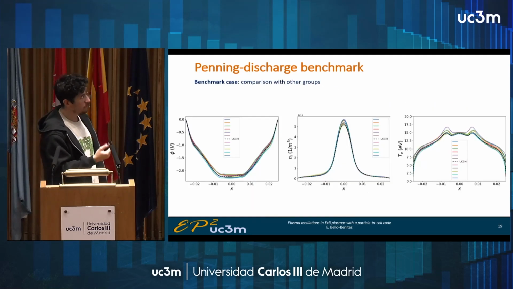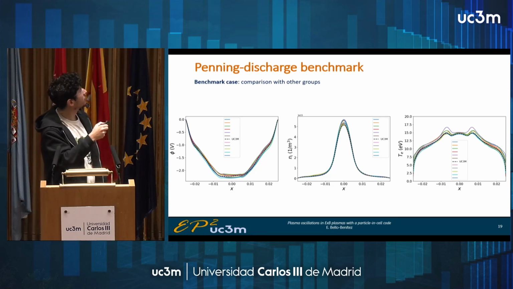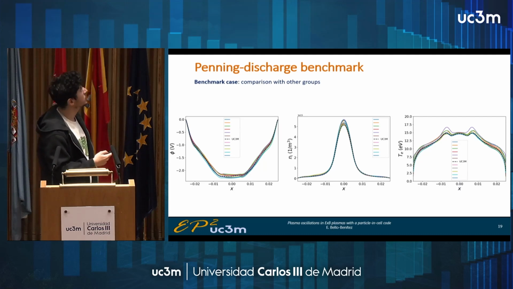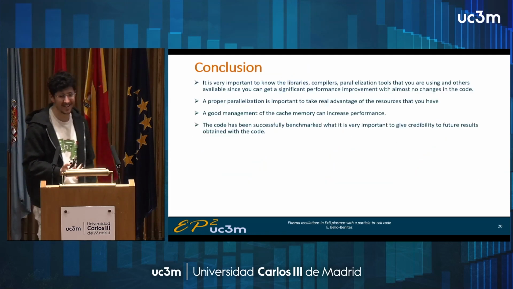Another thing that we compare in the benchmark is the profiles at the intermediate section, okay? We have here profiles of electric potential, ion density, and electron temperature for several groups that so far are anonymous, but our group is this dashed line, okay? So we see that in general it agrees very well with the results from other groups. Okay, I can skip the conclusion, I guess, since we are short of time.